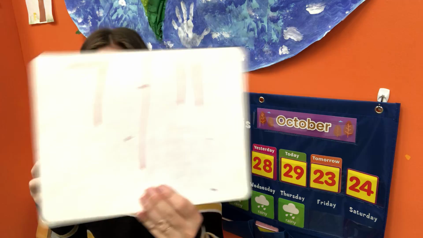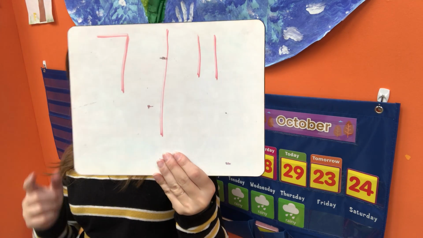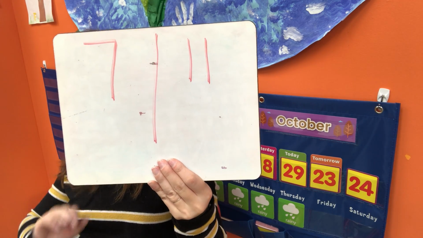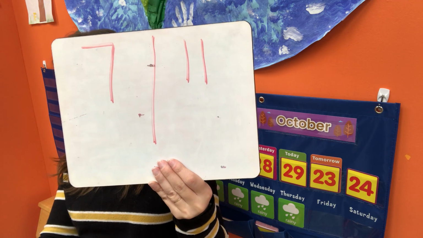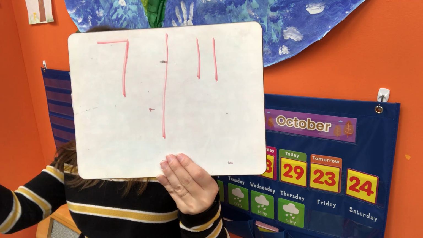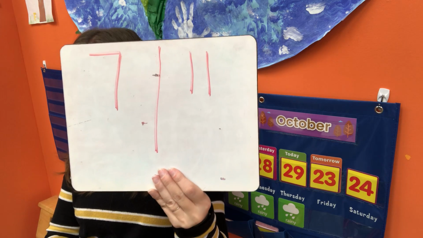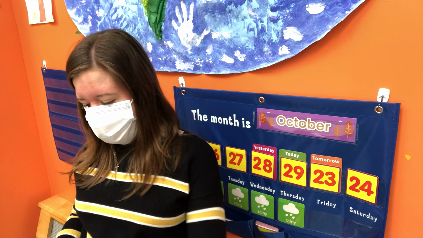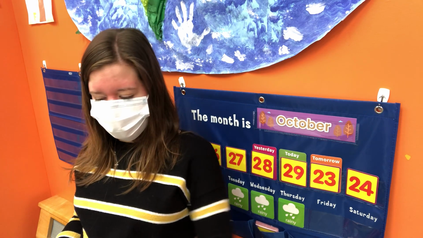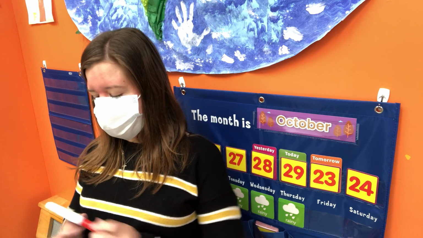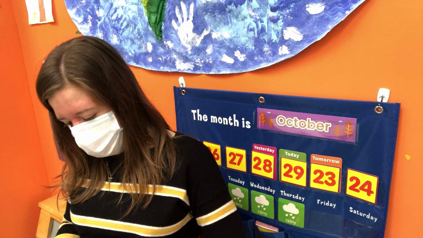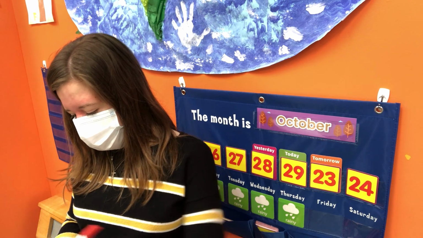Let's see these numbers. What numbers do I have here? 11 and 7. So who could tell me which number is bigger? 11. And which number is smaller? 7. 11 is bigger and 7 is smaller. We're going to see how many dots each number has. So you counted 4, 7, and 11.